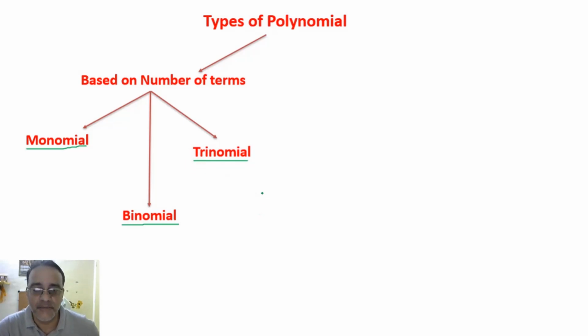3 terms. The number of terms should be 3. x square plus 3x plus 2. Okay. And one more type is there, quadrinomial, that is number of terms is 4. But in the book it is mentioned only these 3 types. So let us have another category that is based on the degree of the polynomial.